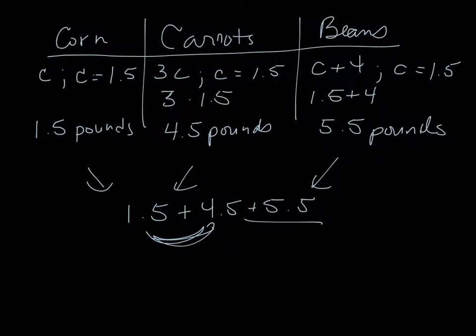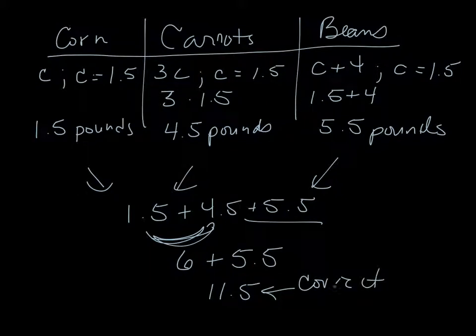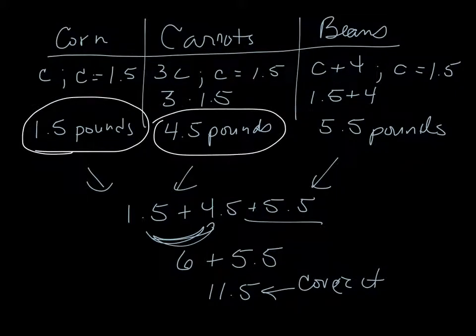I was doing 1 plus 4.5. That's not what it is. It's 1.5 plus 4.5. So the 0.5, if I add that to 4.5, gives me 5. Plus 1 more is 6. 6 plus 5.5. 6 plus 5 is 11.5. That is a correct total. So therefore, I know that my answers are correct. I've got 1.5 pounds of corn, 4.5 pounds of carrots, and 5.5 pounds of beans.